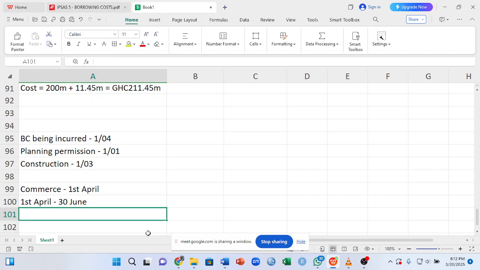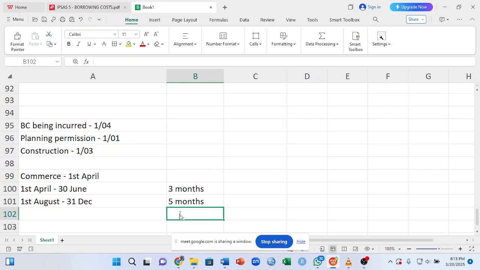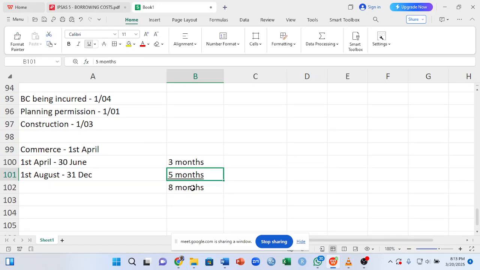And it will continue after July, from 1st August. The ending is 31st December. In the question, was it December? Yes, December. If you are taking the number of months, what will be the months for the first period? 3 months. And the second one will be 5 months. So the total period will be 8 months. Okay, that's the total period, 8 months.